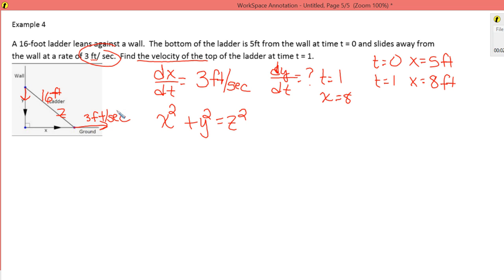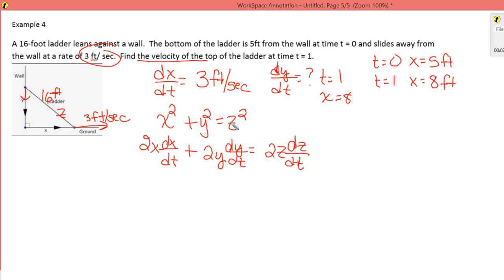So using the power rule, I get 2x, and then using implicit differentiation, dx/dt, plus 2y, using the power rule, and then using implicit differentiation, dy/dt, is equal to 2z dz/dt. Again, using power rule and implicit differentiation.